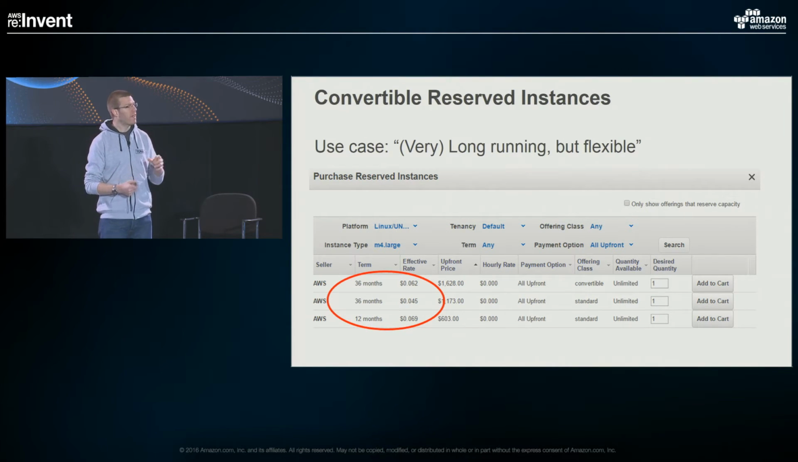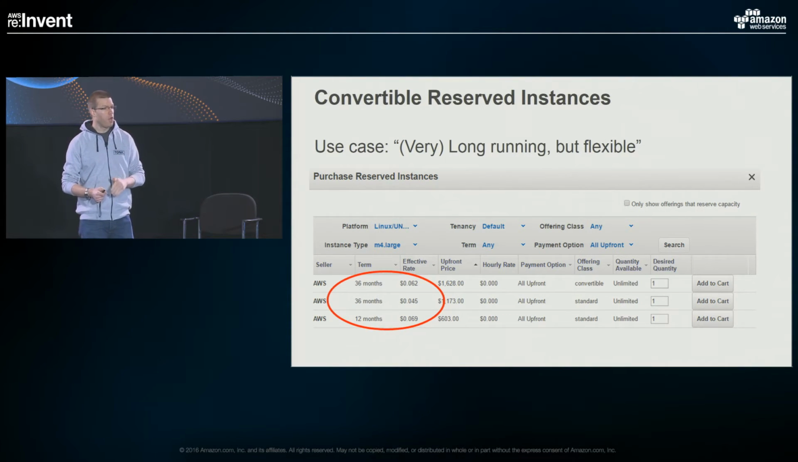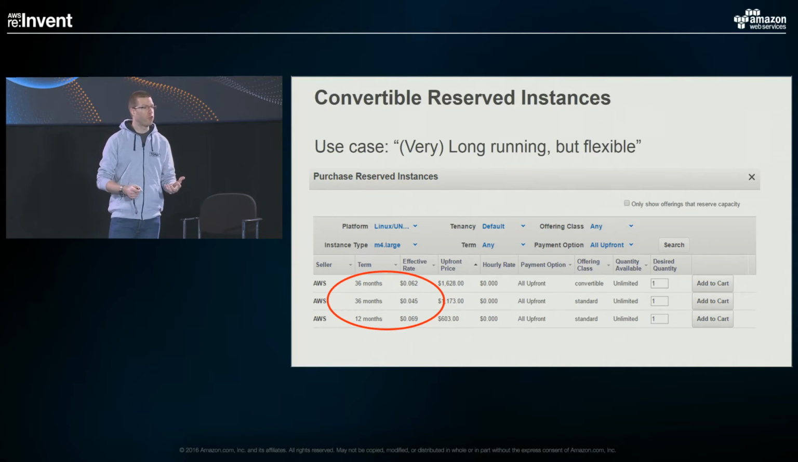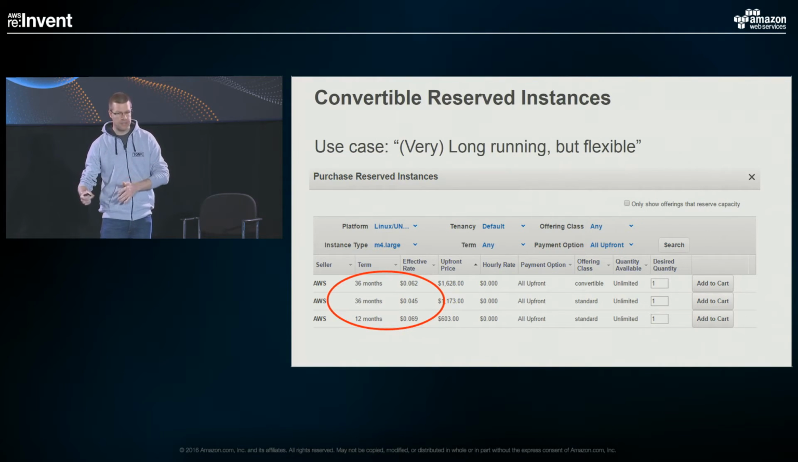But if you look at the effective rate of a convertible reserved instance, the effective rate of a 3-year convertible instance is better than the 1-year standard one. Which means if you already know upfront that you will run an instance, and as I said, you can change the instance family and the instance type later on, if you know that you will run this for 1.5 or even 2 years, that's totally enough to break even at that point. You can buy a convertible reserved instance and change that later on if you want to grow out, if you want to scale up, or if you want to use newly introduced instance families.